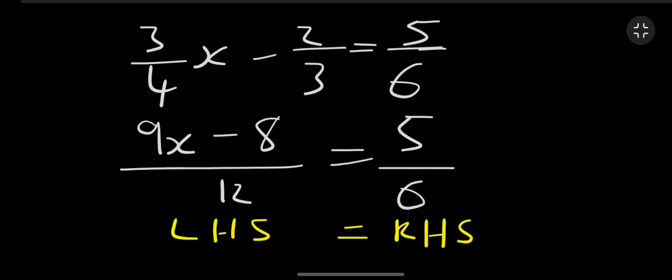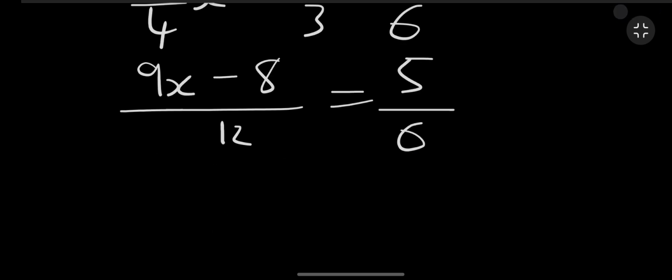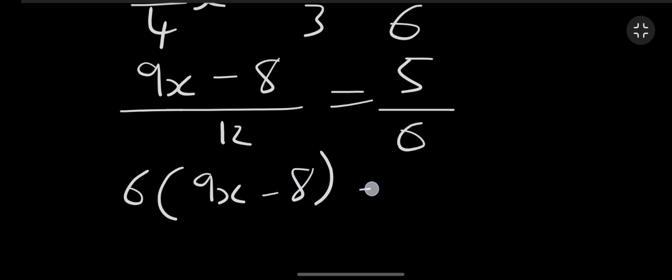In order to simplify this, we need to cross multiply. So we're going to multiply 9x minus 8 multiplying 6, and we're going to multiply 12 and 5. So basically that is cross multiplication. So 6 is going to be multiplying 9x minus 8, which is equal to 5 multiplying 12.